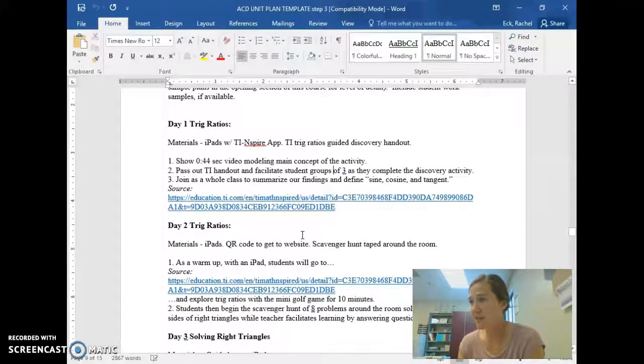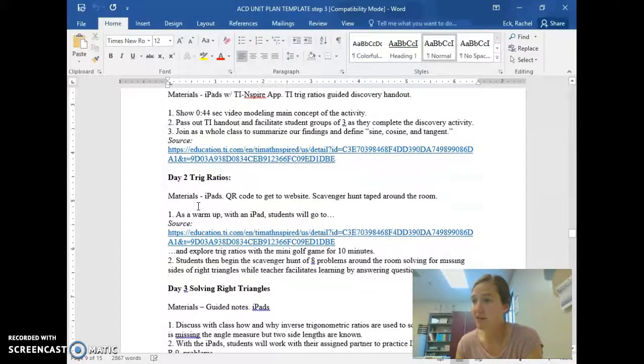After they watch that video, I'm going to give them the handout, and it's basically a discovery activity that they're going to do on their own, in groups of 3. And then at the end, we're going to join as a whole class and summarize our findings and define those 3 vocab words that they were learning during that activity.